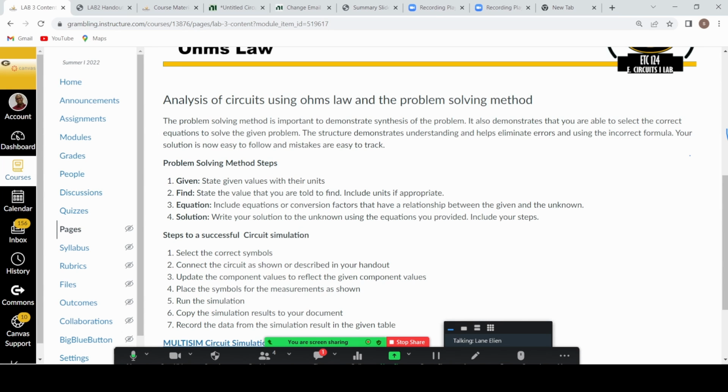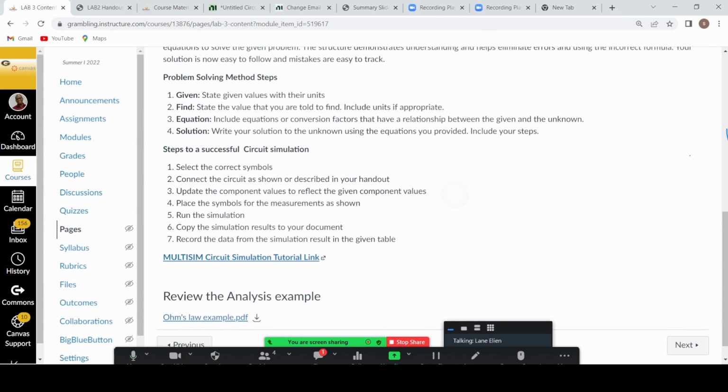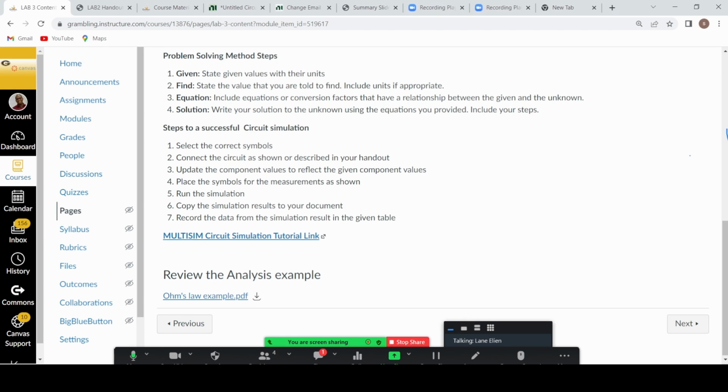So what are the problem-solving steps that we'll talk about? First, when you're given a problem, you need to write these 4 steps. Number 1 is given. What are you given in this problem? State what you're given, state their values, and also include the units. Then list what you need to find, right? State the value that you are told to find, include the units if appropriate.